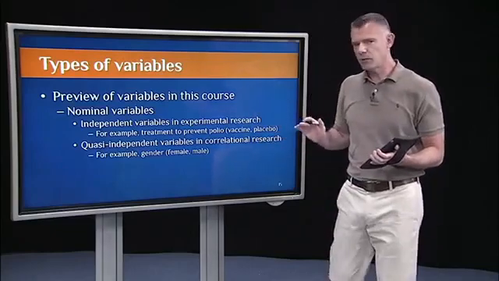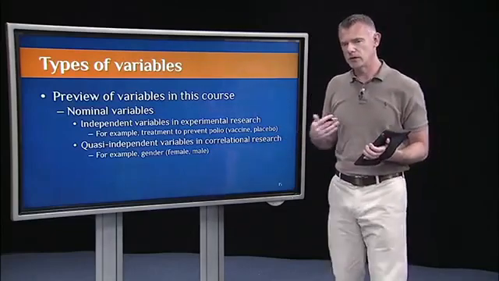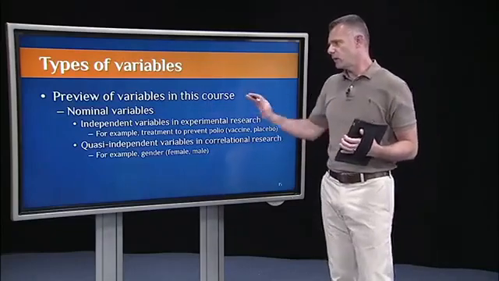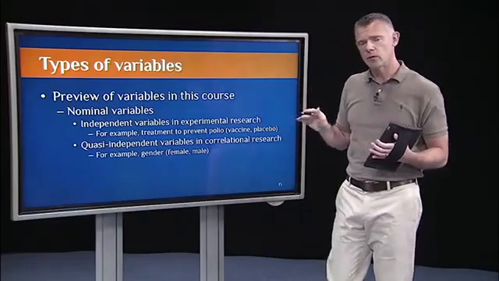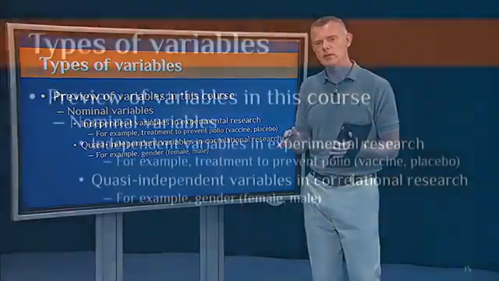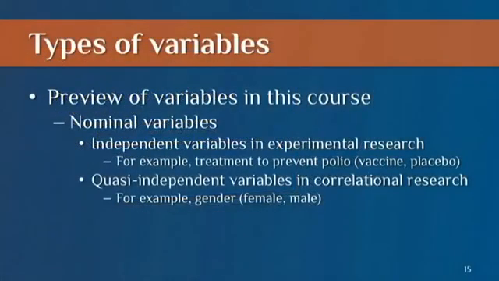So just to quickly preview the variables that we're going to use in this course, in experimental research, I talked about independent variables. So for example, in the polio vaccine trials, the independent variable was the treatment, whether the child received the vaccine or the placebo. That's a nominal variable. They either got vaccine or placebo.